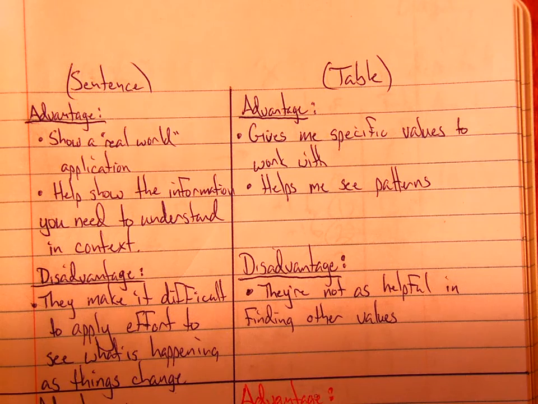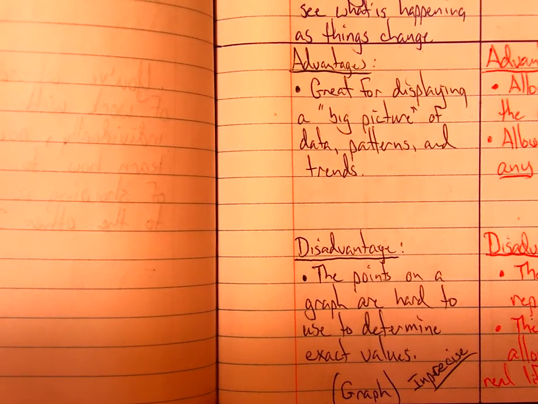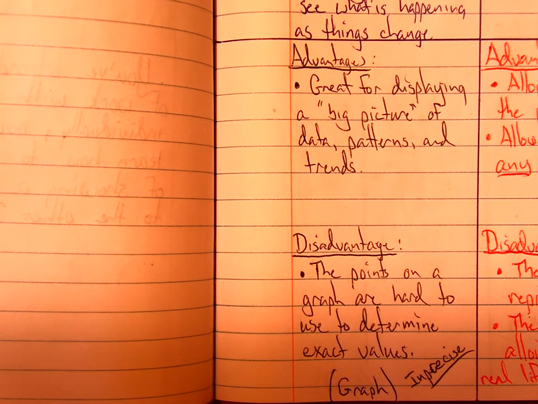Graphs. And graphs, they're great for displaying a big picture of data, patterns, and trends. You can see how things are changing on a graph. They give you a lot of information in one picture. But the points on a graph are hard to use to determine the exact values. We can often use the points that hit perfectly where lines intersect, but if they're in between, it's just an educated guess where the numbers are. You can be close, but that's all you can be. So the disadvantage is they're not very precise.